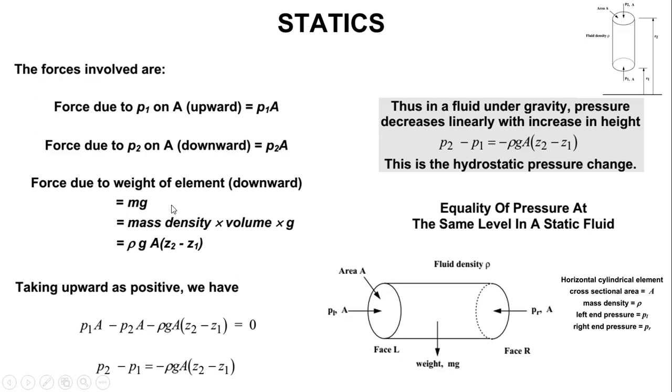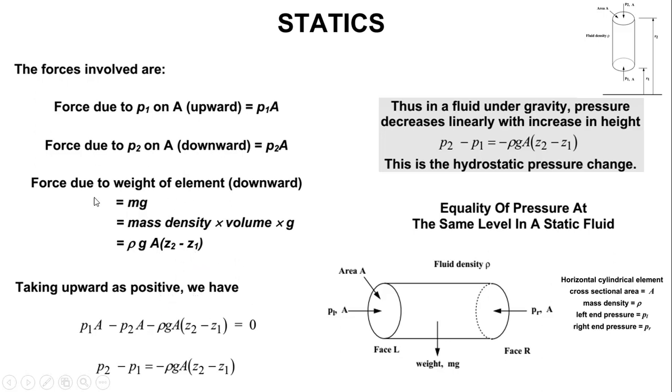Then the force due to gravity, or the weight, is mg, because there is a fluid inside here. Mass is density times volume, so the force is rho multiplied by V multiplied by g. And volume is equal to area multiplied by height, where the height is the difference between Z2 and Z1. So we can write the force due to the weight as rho g A (Z2 minus Z1).